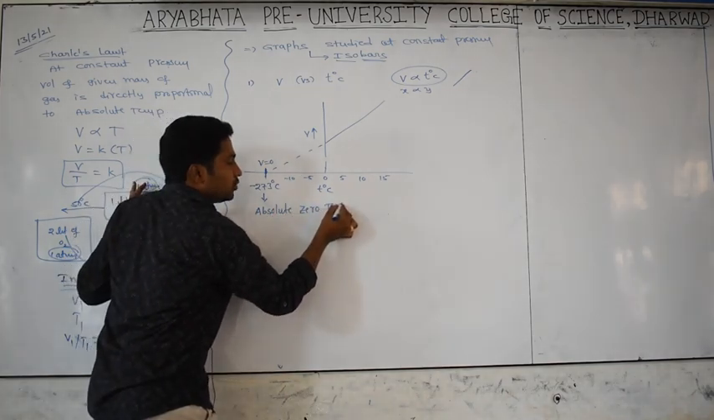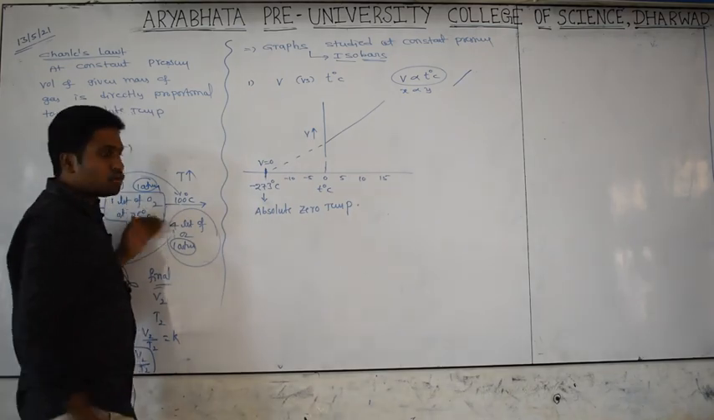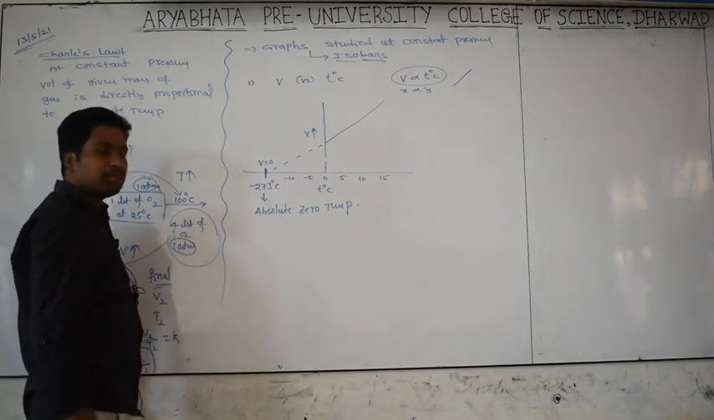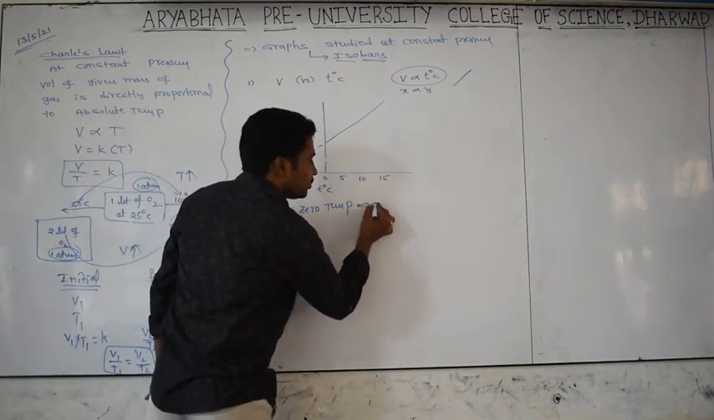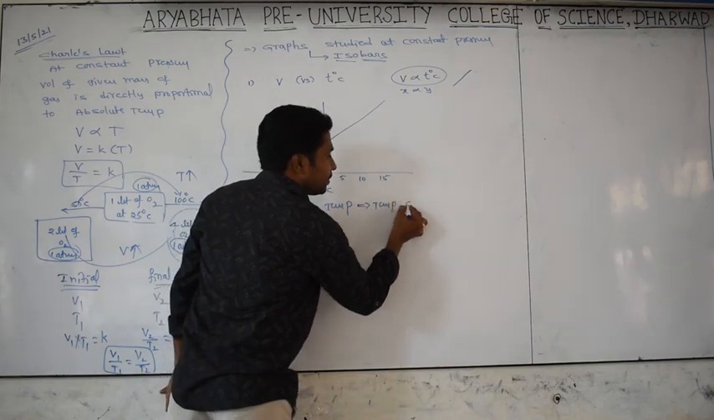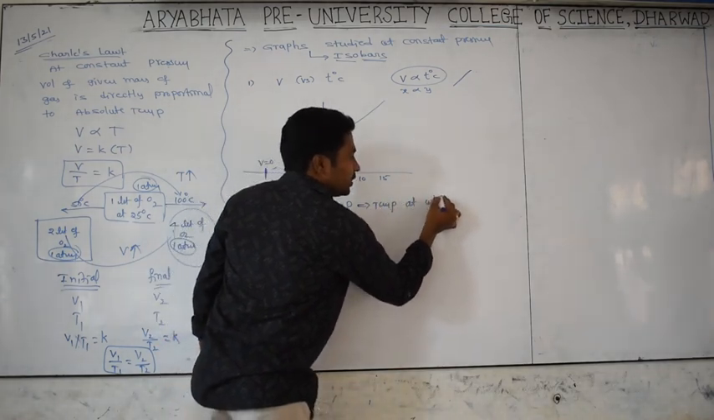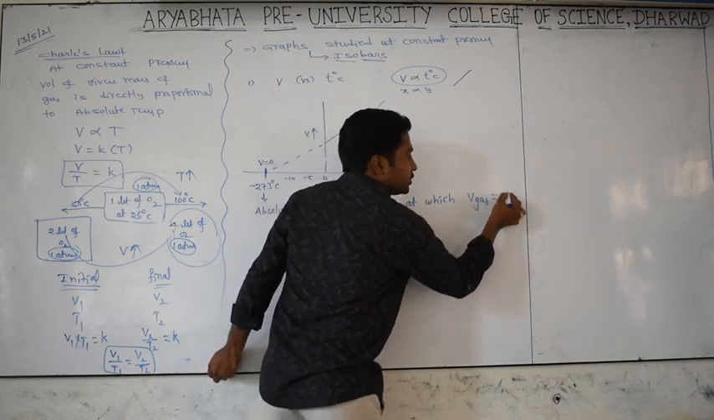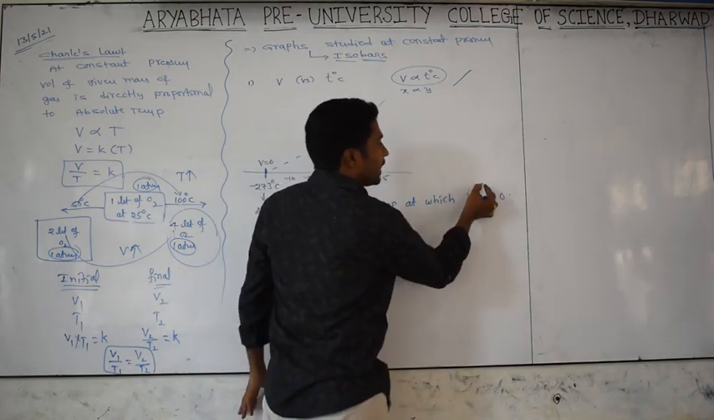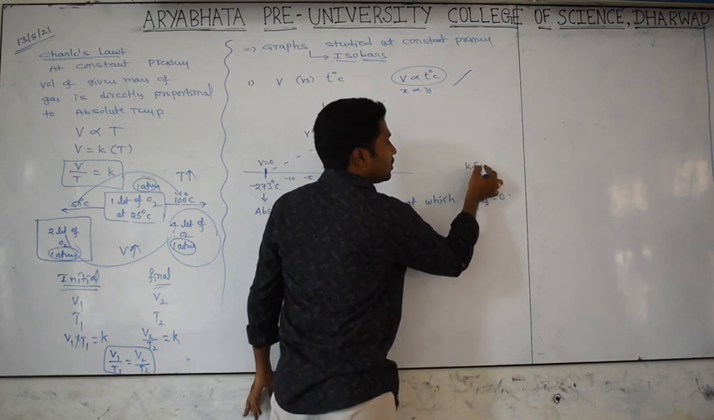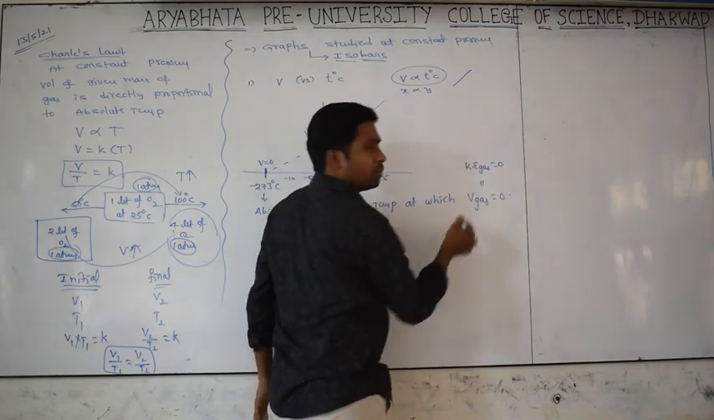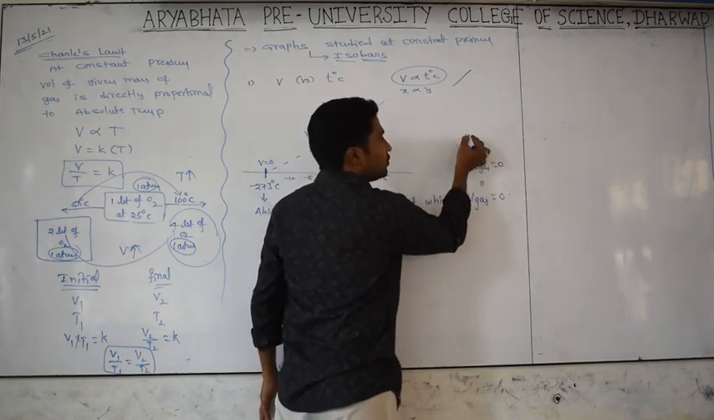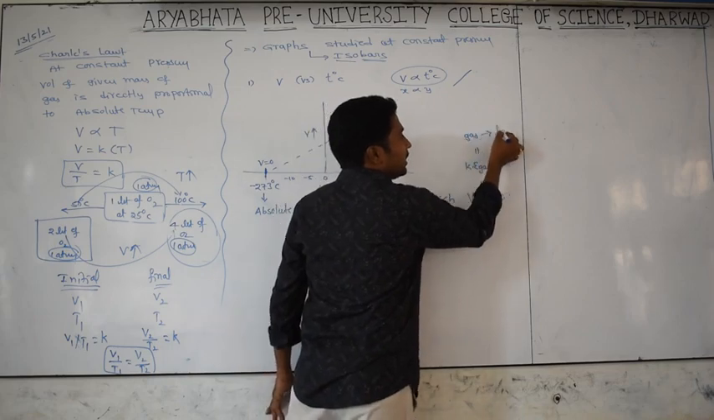Absolute zero temperature. So what is the meaning of absolute zero temperature? Absolute zero temperature means a temperature at which the volume of a gas is equal to 0. Volume of a gas is 0 means kinetic energy of gas molecules is also 0. Kinetic energy of gas molecules is 0 means the gas is becoming liquid.